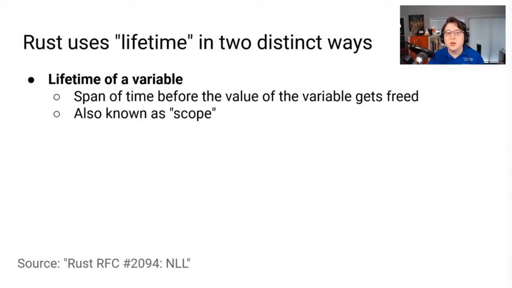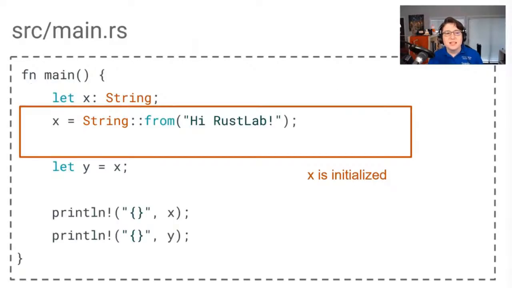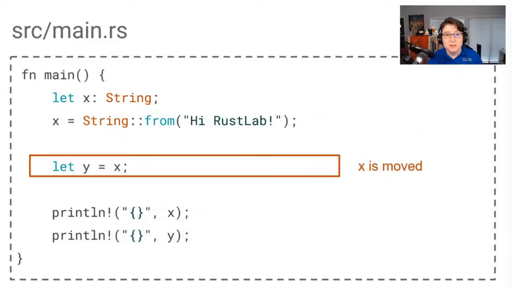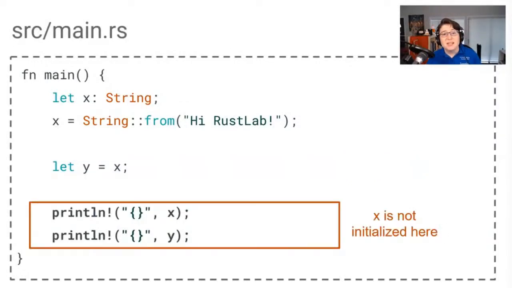Let's see how this plays out in our code. And let's start with this first line where we assign the value of x as this string. At this point, x is live, its lifetime begins here. However, when we get to here, where we moved the value of x into y, this is the end of x's lifetime. And then when we get down here and try to use it again, x is dead. Its lifetime is no longer in effect, which is why this program will error.